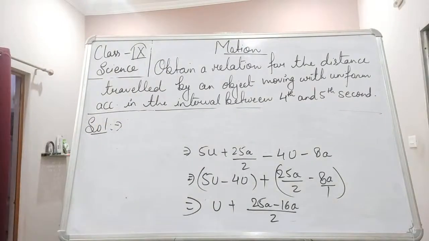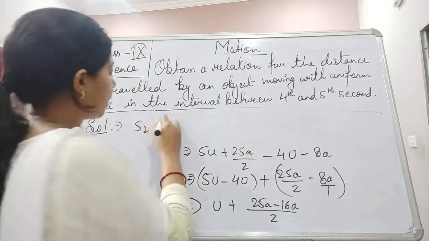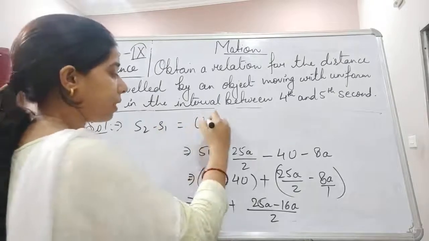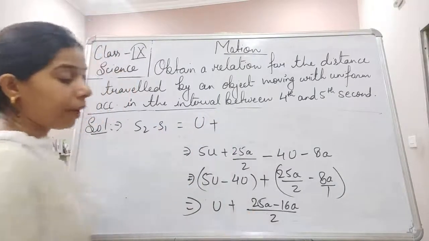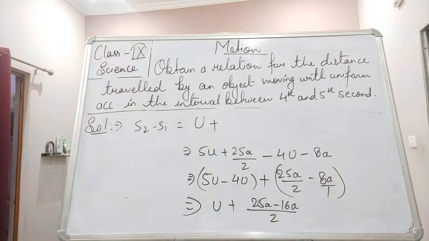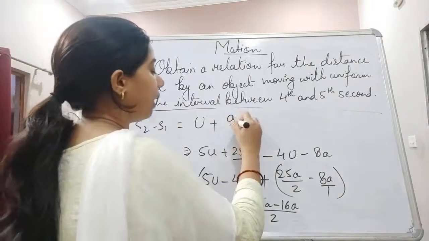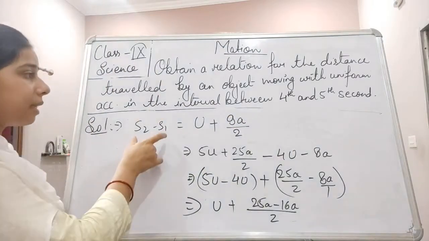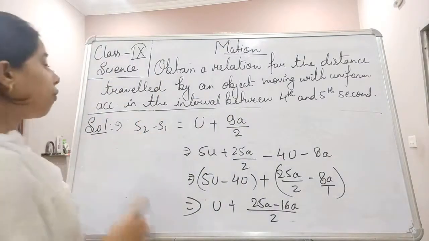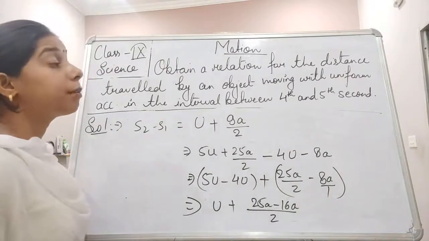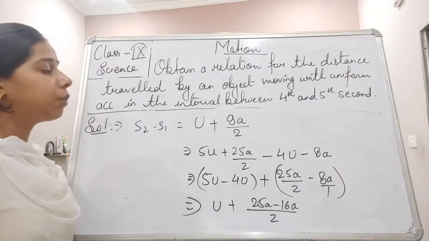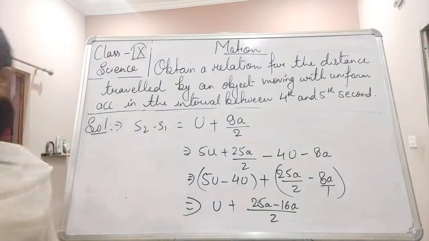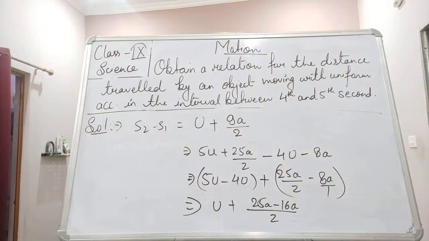This will be equals to, students, S2 minus S1, it will be equals to u plus... 25 minus 16 is equals to 9a upon 2. So, the relation between the distance traveled by an object which is moving with a uniform acceleration between the time interval of 4th and 5th second, it will be equals to u plus 9a upon 2. Okay, this is a relationship, students, that we got.